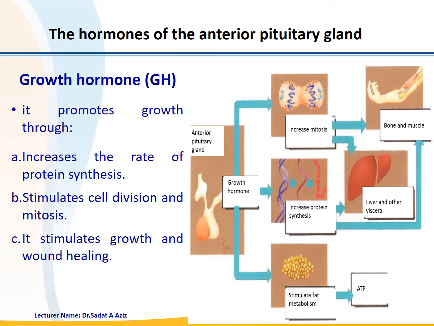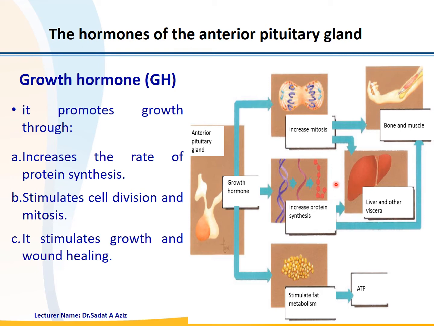So what are the hormones of the anterior part of the pituitary gland? The first hormone, which is released from the anterior part of the pituitary gland, is called growth hormone. Growth hormone, from the name, you can directly say it is responsible for inducing growth. Okay, so how can this happen? The growth hormone can increase the rate of protein synthesis by almost all cells of the body, and through induction of the protein synthesis, the growth can be promoted.